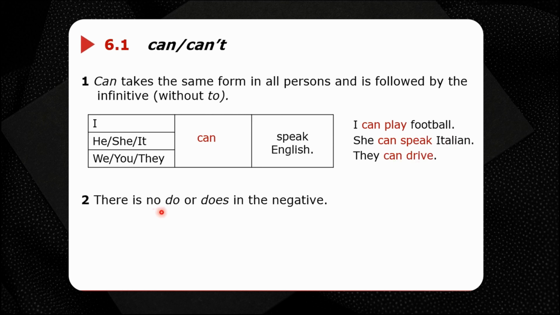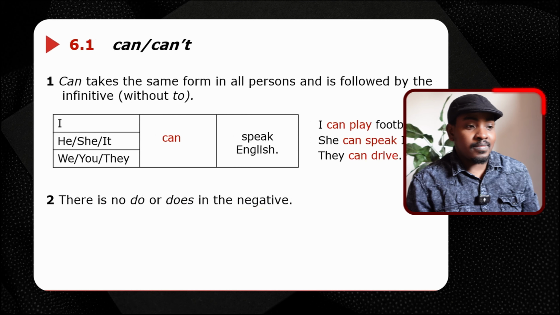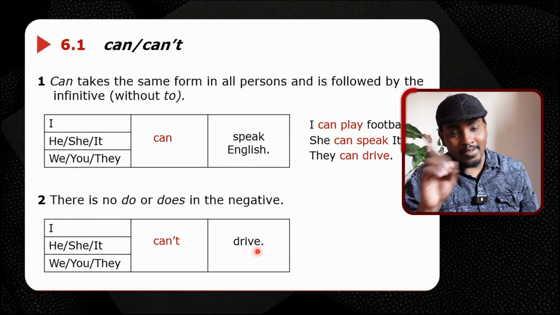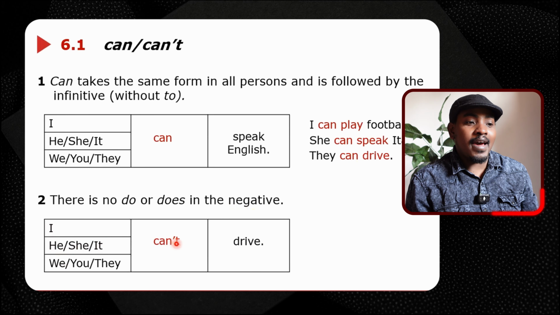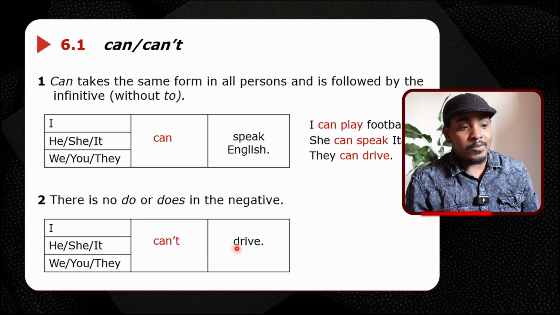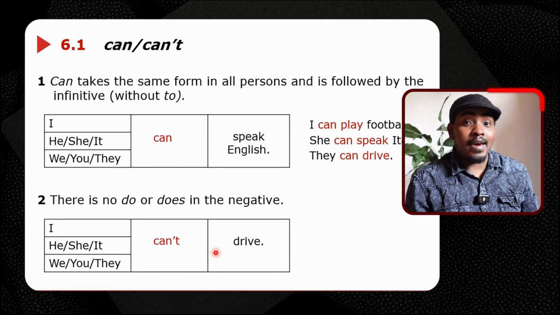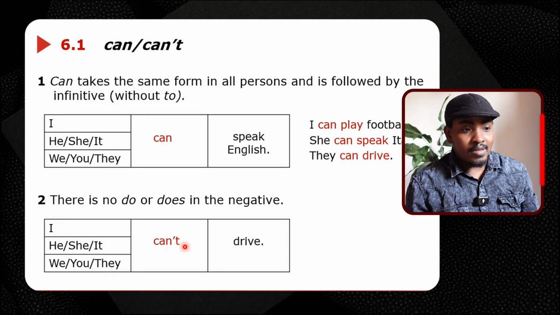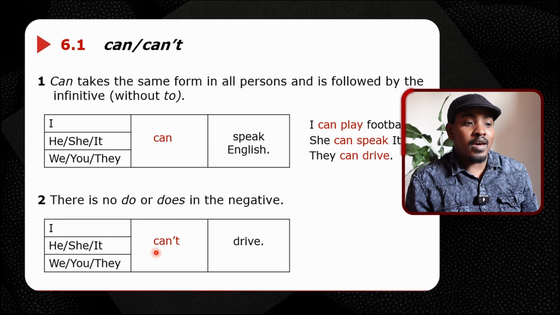Okay, there is no do or does in the negative. I can't drive. He can't drive. She can't drive. It can't drive. We can't drive. You can't drive. They can't drive.